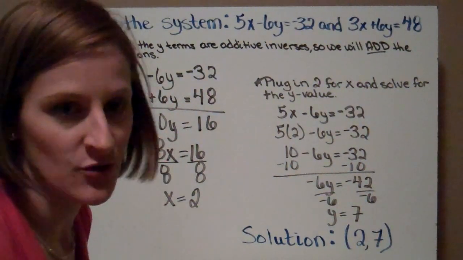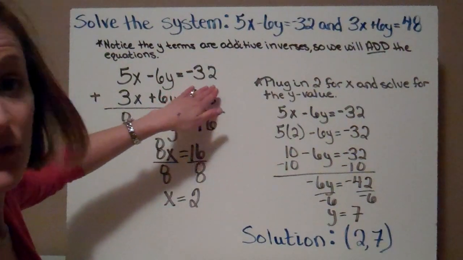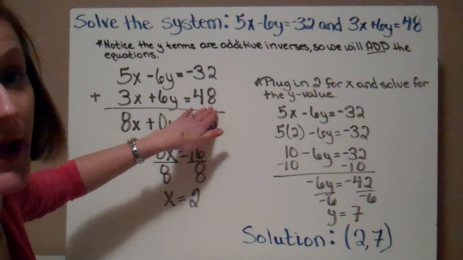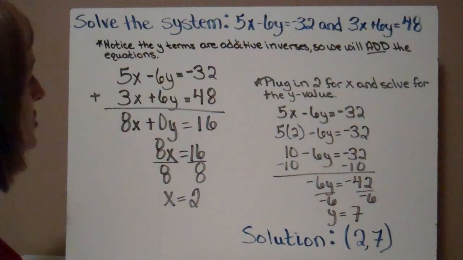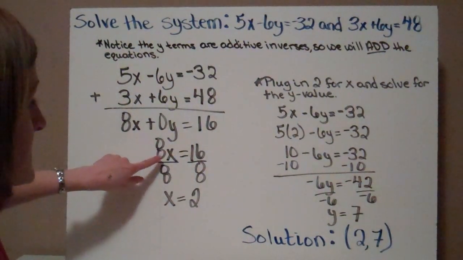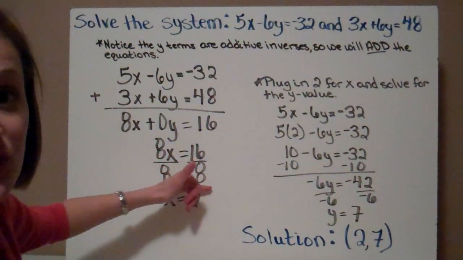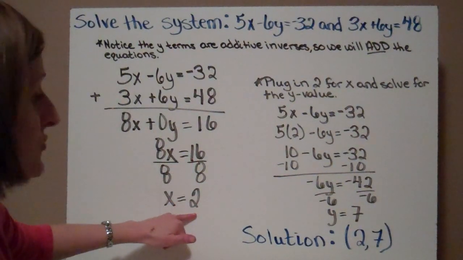And you don't have to write 0y if you don't want to. -32 plus 48 gives me 16. So basically I'm left with 8x equals 16. Divide each side by 8 and I'm left with x equals 2.